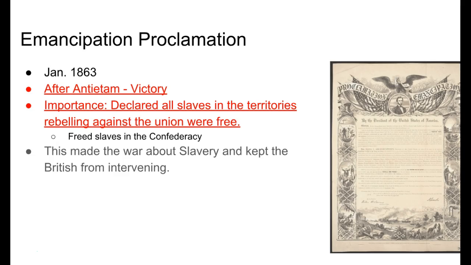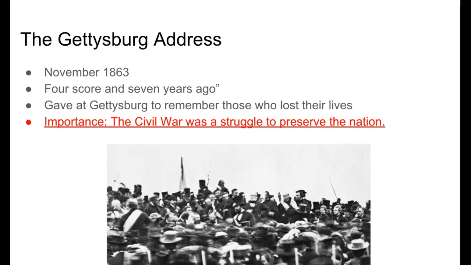The second major document or declaration was the Gettysburg Address, and this was given in November of 1863. Remember, Gettysburg was a big turning point in the war. It started off with the phrase "77 years ago." The reason why he gave it was because he wanted to remember those who lost their lives. Again, it was a very bloody, long battle.